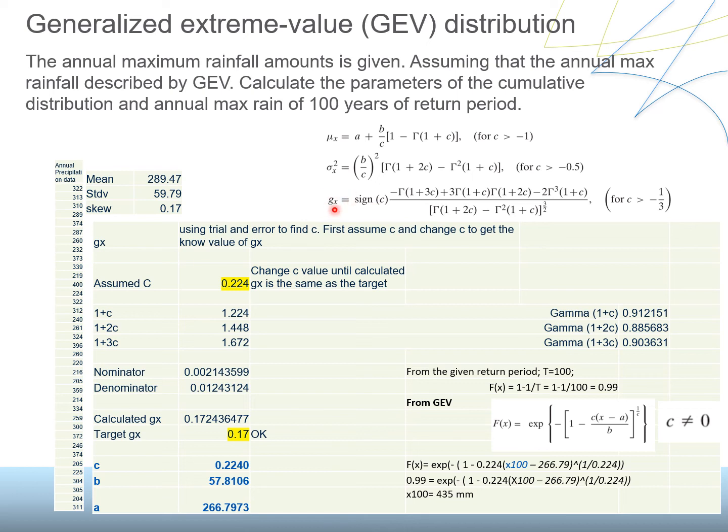You have the skewness, and on the right hand side you have the variable, which is C. Okay, so there is only one variable on the right hand side. So if you can find the C value, you can find G, or the other way around.